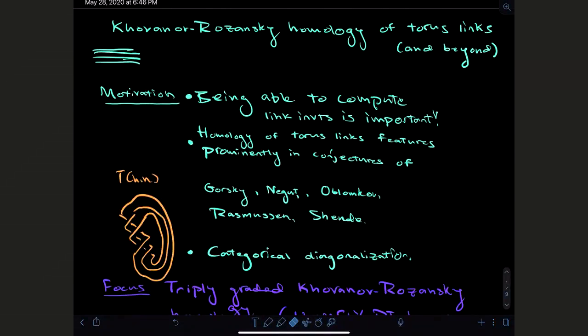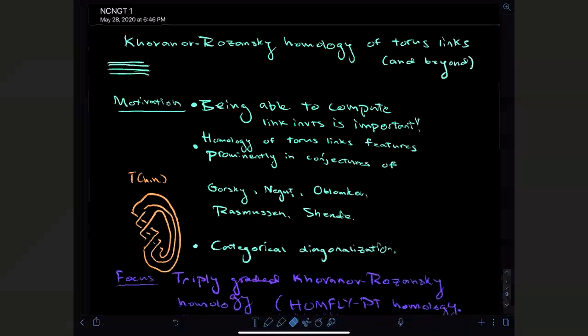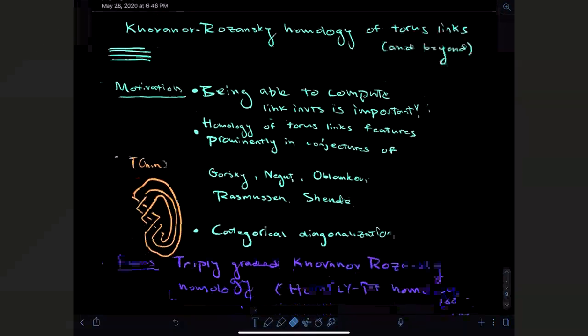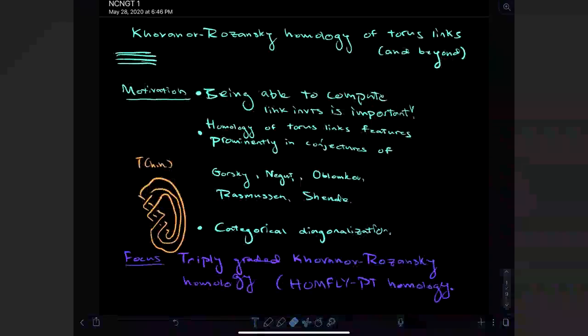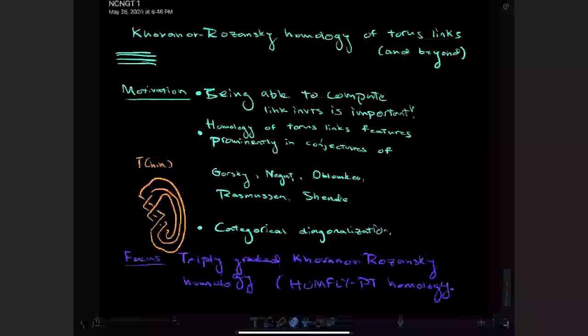So the motivation for what I'm going to talk about today is, we have these homology theories for links these days. For example, Khovanov homology and its various cousins. These are powerful link invariants, but it's also important to have ways of computing them. So for things like Khovanov homology, we actually have computer programs that work pretty well.